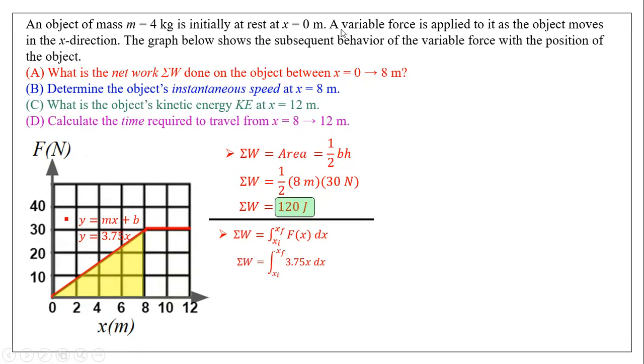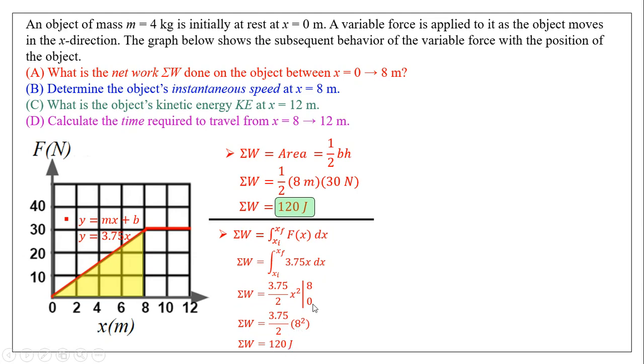The problem says that it's a variable force, so here we have f of x as a function of x. Now, if you integrate f of x with respect to dx, that'll give you net work. If you integrate this function, you get 3.75 x squared divided by 2. And then the bounds are going to be from 0 to 8, because the question asks us from 0 to 8. If you plug in the upper bound, which is 8, 3.75 divided by 2 times 8 squared, you'll get the same answer, which is 120 joules.